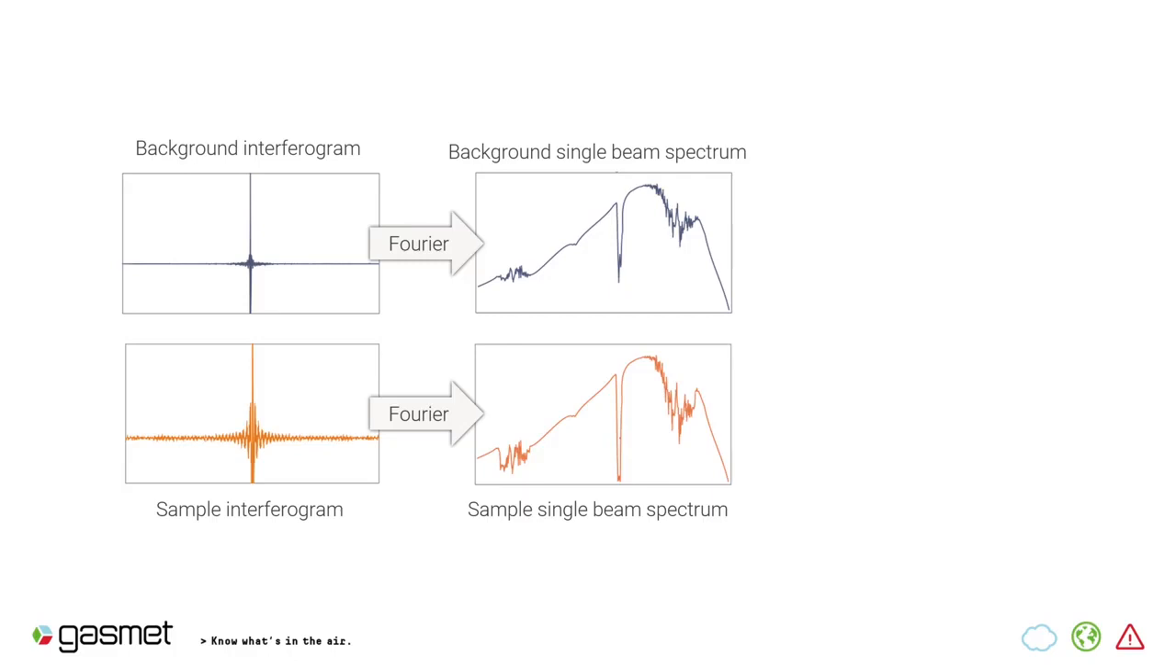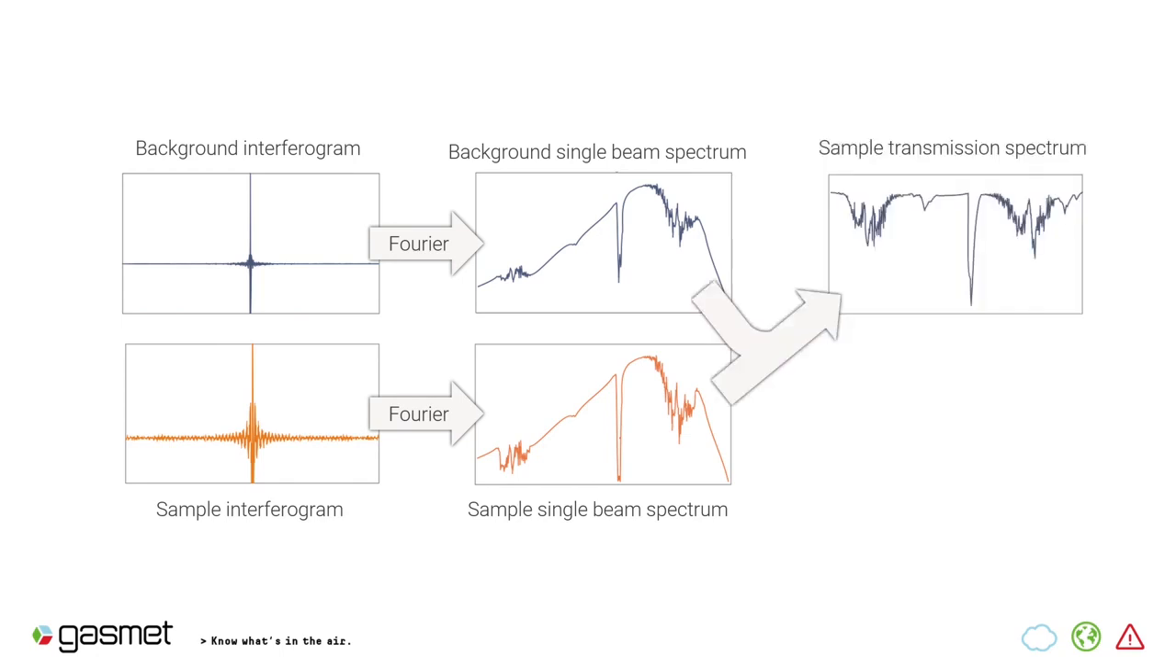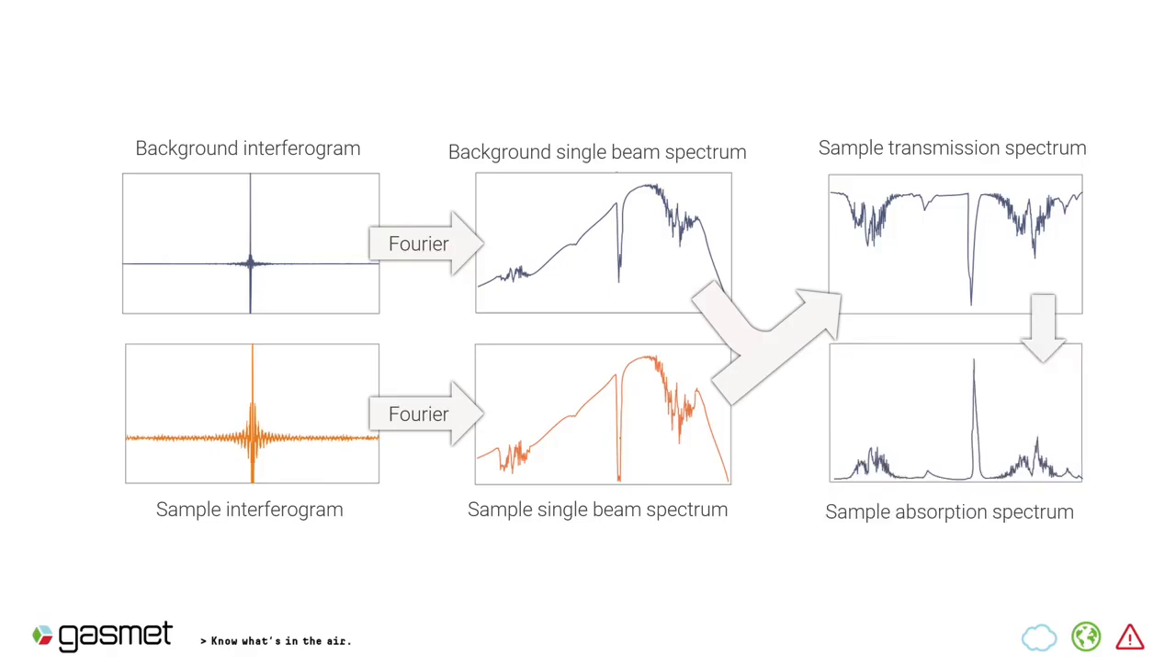Now when we compare these two, we see what is the difference, so how much of each wavelength went through the sample compared to the background. This is a transmission spectrum. This can be changed into telling us how much of each wavelength was absorbed by the sample, and this is an absorption spectrum. And these are what we use here in Gasmet.